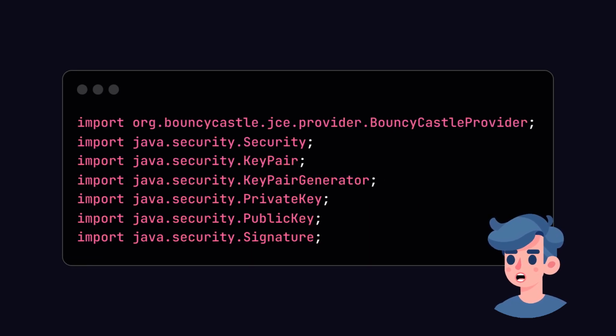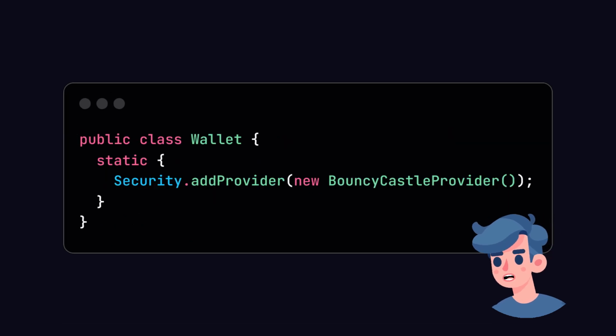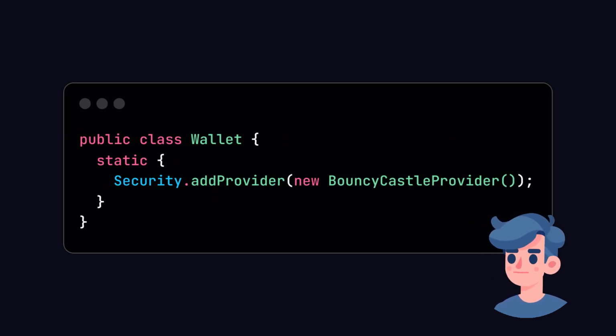Now let's set up our project and import the required libraries. Create a new Java class called Wallet and add the necessary imports. Now we need to add the Bouncy Castle security provider to the security context. This allows us to use Bouncy Castle's cryptographic features throughout our application.